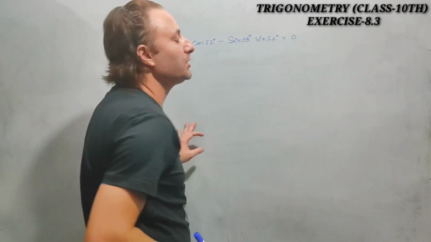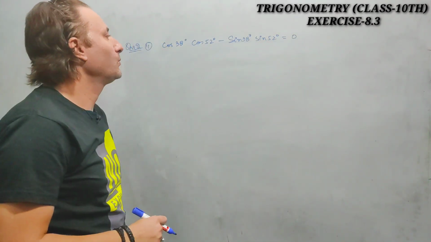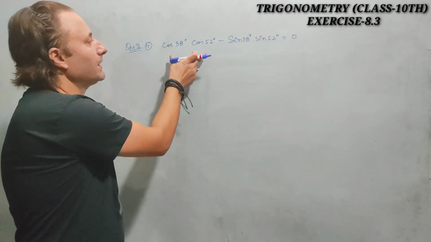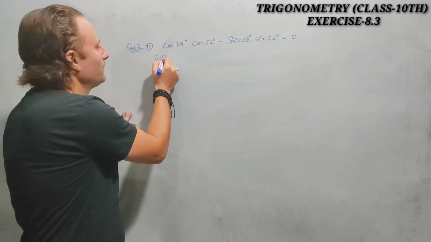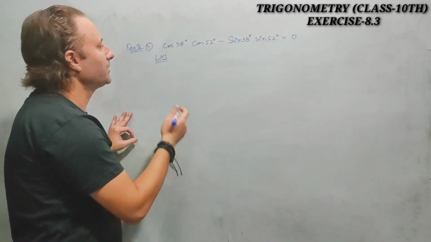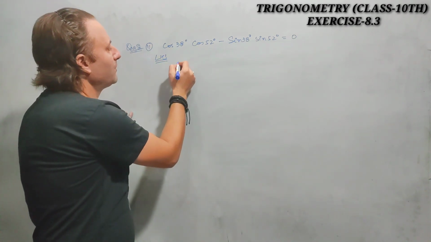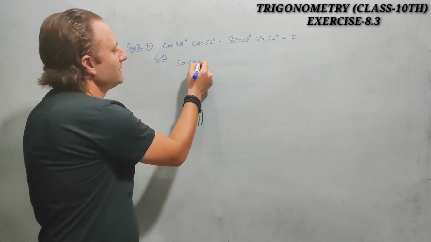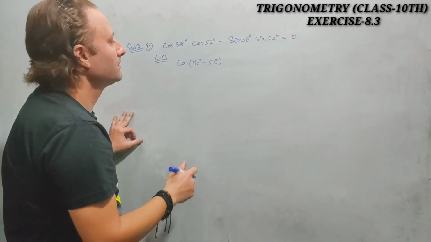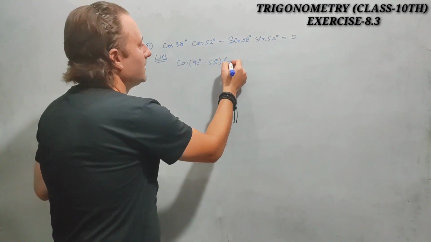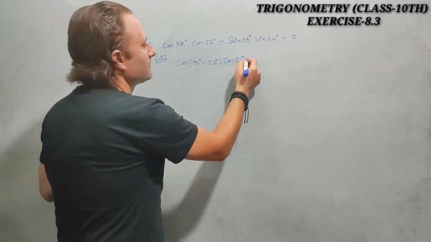This has to be equal to 0. Now, what are we supposed to do here? We have this thing, then we have this thing, and it has to be 0. So let us take LHS and change one of these two. So I can write cos 90 degree minus 52. It becomes 38. Then let this be as it is, minus.